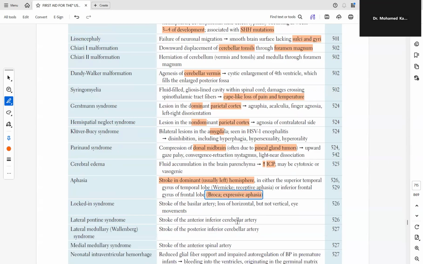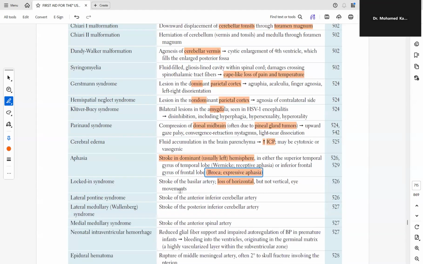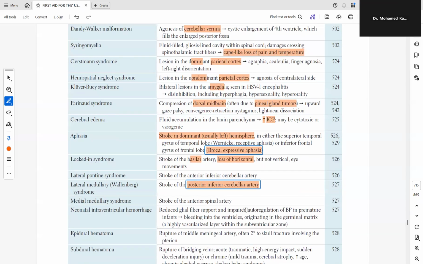Locked-in syndrome is a stroke of the basilar artery, loss of horizontal but not vertical eye movement. Okay, this is stroke of basilar artery. Lateral pontine syndrome, stroke of anterior inferior cerebellar artery, they call it AICA. Lateral medullary or Wallenberg syndrome, stroke of posterior inferior cerebellar artery, or they call this PICA. Medial medullary syndrome, stroke of anterior spinal artery.